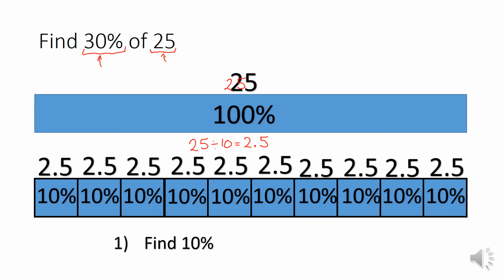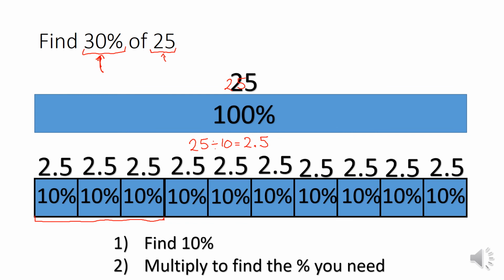But from the question, we're looking for 30%. So how would we work out 30% if we know 10%? Well, it's 3 lots of 10%. So when we know 10%, we times it by 3. So 30% is 3 lots of 2.5. 3 lots of 2.5 is 7.5.